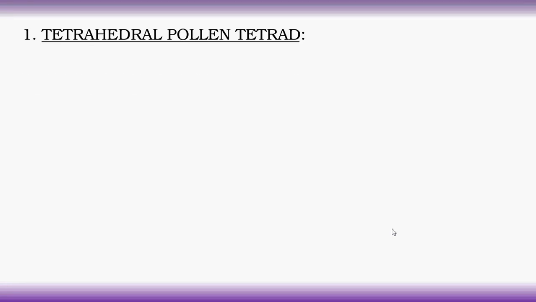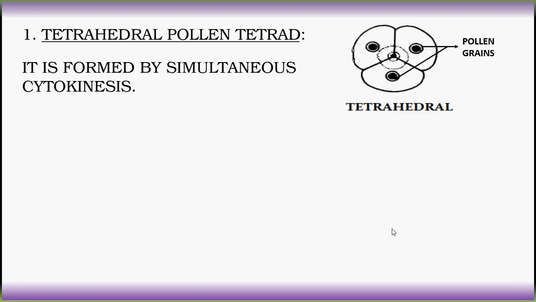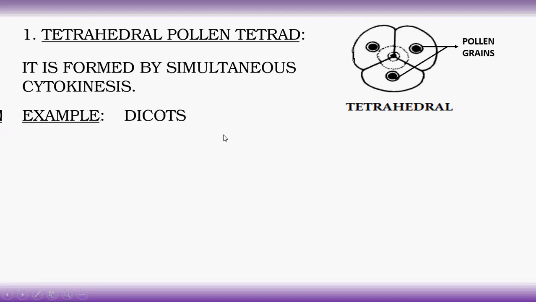Tetrahedral. It is formed by simultaneous cytokinesis, which means the wall formation occurs at the end of meiosis 2. See this photograph. In this, 3 are clearly visible, and the fourth one is mentioned as a circle at the center. That means the pollen grain is present on the opposite side of that. And the example for this is dicots.